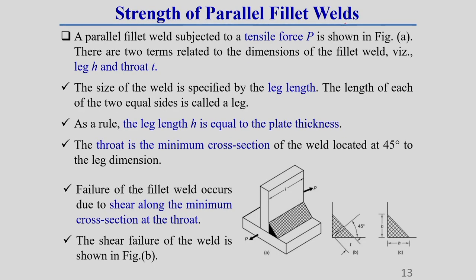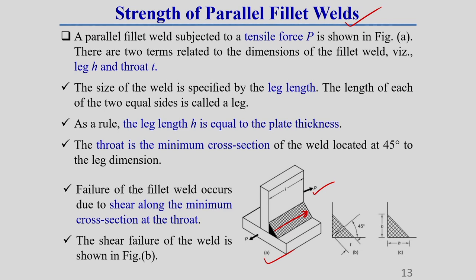Now, we will discuss the strength of a parallel fillet weld. A parallel fillet weld, as I have already told you, is subjected to a force, and you can see in figure A that this force is parallel to the direction of the length of the weld. This is the length of the weld. Here the load is also parallel to the length of this weld. This you should keep in mind: such a fillet weld joint is called a parallel fillet weld joint.